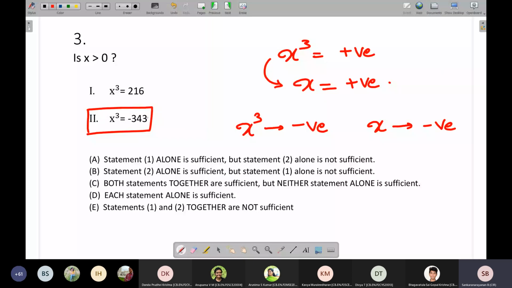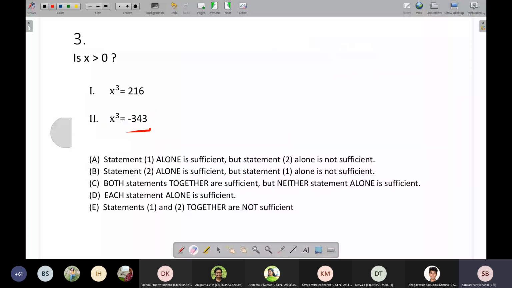So you can just see that here in this particular question, is x greater than 0? That is the question. This question can be given a clear answer with statement 1 alone, also with statement 2 alone. So kindly note here the answer will be each statement alone is sufficient.